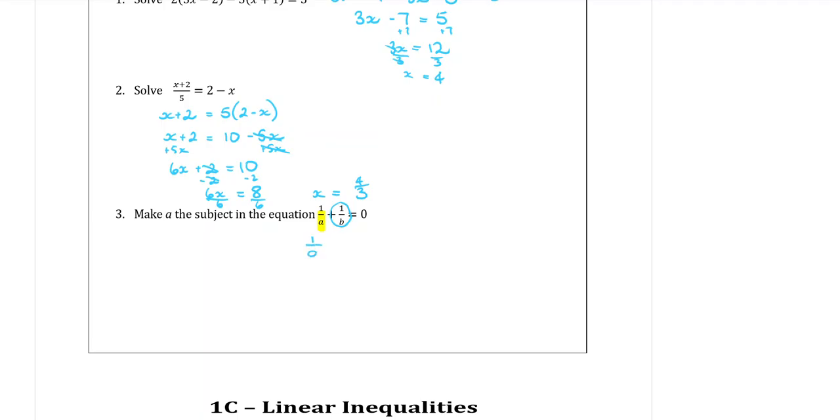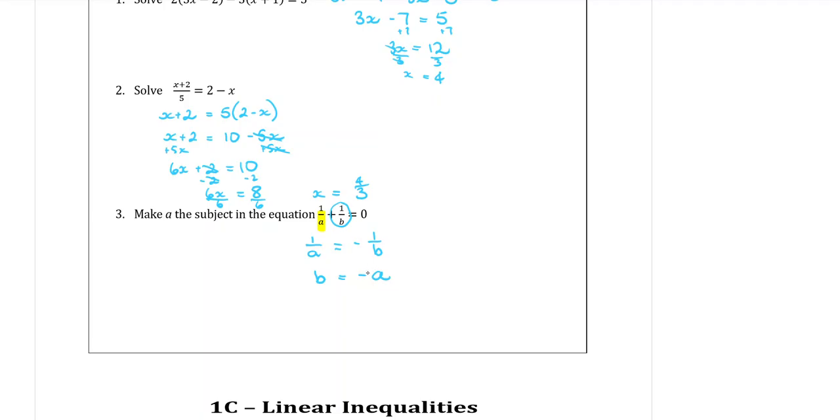You'd have 1 over A equals, when you move that term across, it would become a negative 1 over B, subtracting that whole term across to the other side. Then, what I've done by doing that is I have a fraction on each side of my equal sign, which means I can cross multiply. So I do 1 times the B would be B, and negative 1 times A would be negative A.